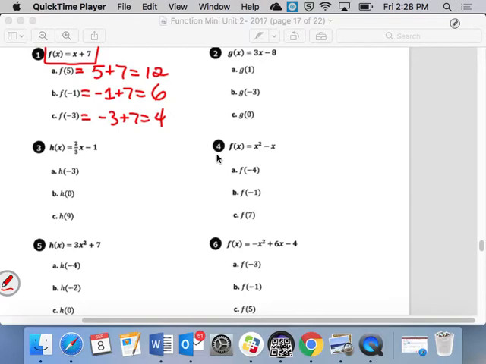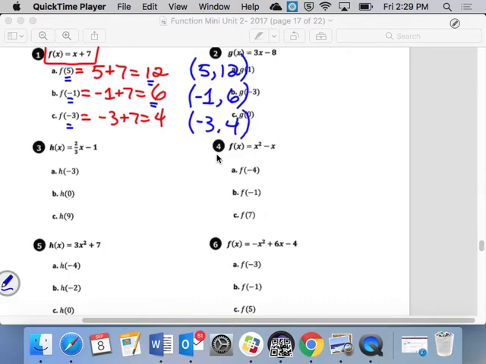If I were to pick ordered pairs out of this, which I think is an important thing to understand, my x value is 5, my y value is 12. So the ordered pair associated with that would be 5, 12. Here my x value is negative 1, my y value is 6. So negative 1, positive 6 would be the xy ordered pair associated with that. And then lastly, I would have negative 3 and positive 4 being the ordered pair associated with that.